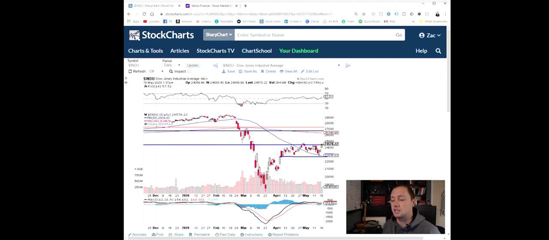It'll be really interesting to see if we break through that or if we bounce back down. But what's important to know is that the US market, based on the Dow Jones Industrial Index, is in a period of consolidation here.